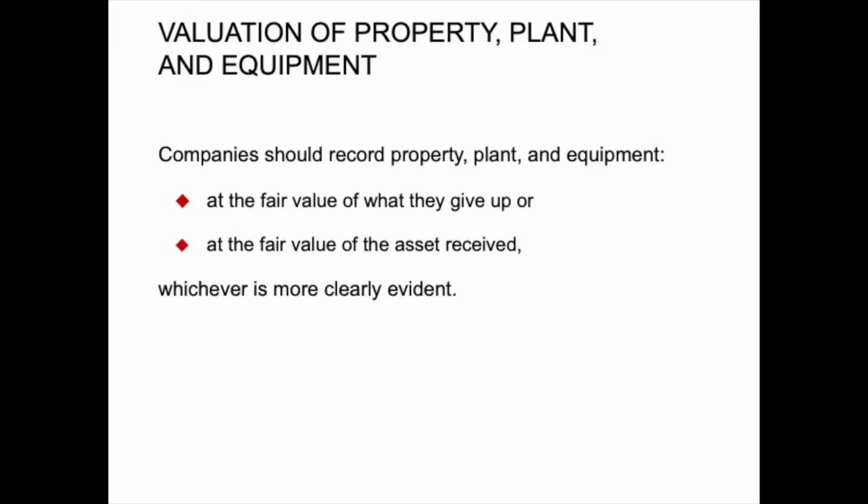Like, it's easy if we're just paying cash. That's pretty basic historical cost. What happens when we deviate from that? So if we deviate from that, companies should record property, plant, and equipment at the fair value of what is given up, or at the fair value of the asset received, whichever one is more clearly evident. So whichever one's more obvious.